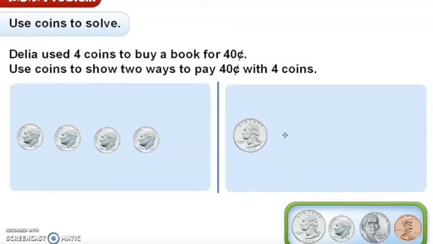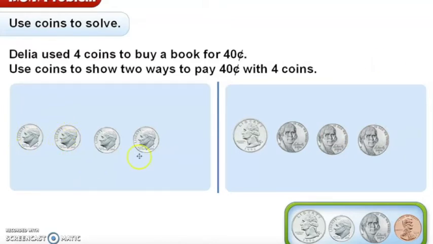And so when I think of that, I think of using the nickel, which is 5 cents. So a quarter is 25. If I add 1 nickel, I now have 30 cents. I add another nickel, I have 35 cents. And then I add 1 more nickel, and now I have 40 cents with 4 coins. So 25, 30, 35, 40.